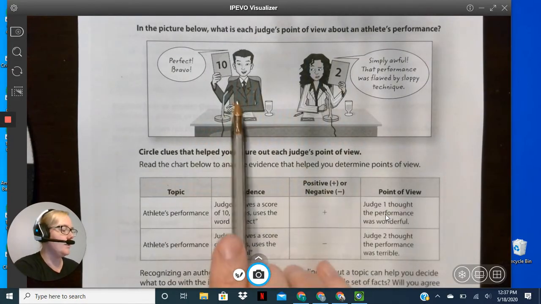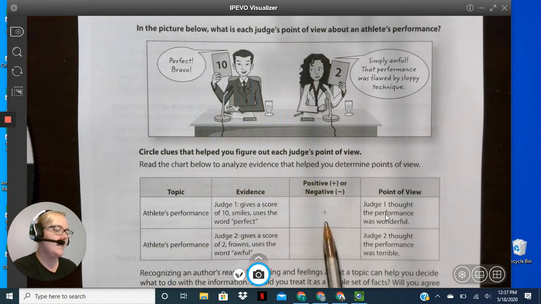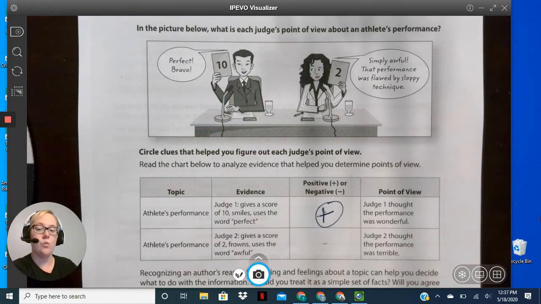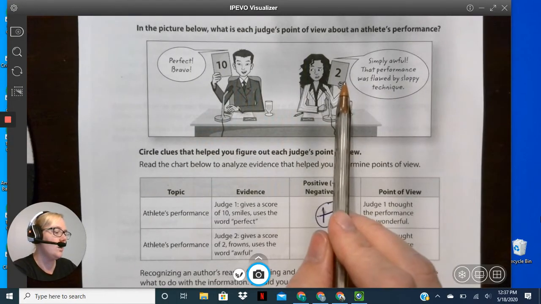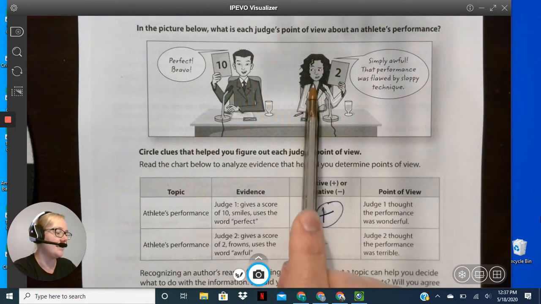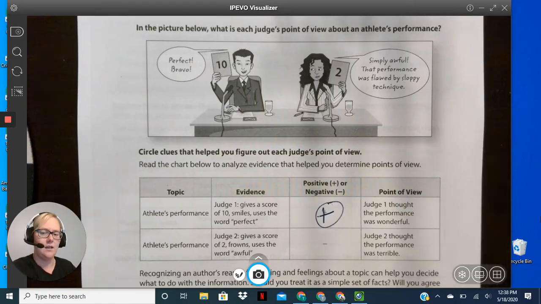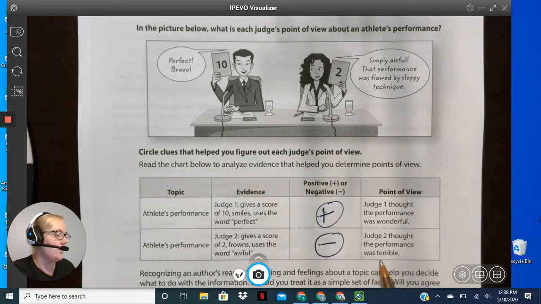And Judge 1, looking at the evidence, he gives a score of 10. He has a smile. He says perfect and bravo. He's got a very positive reaction to that athlete. So he thought the performance was wonderful. Judge 2, she has given a score of 2, which is low. She has kind of a frown on her face, and she says, simply awful. That performance was flawed by sloppy technique. So those are the evidence pieces that show how she feels. She has a very negative take on that same performance, and she thought it was terrible.